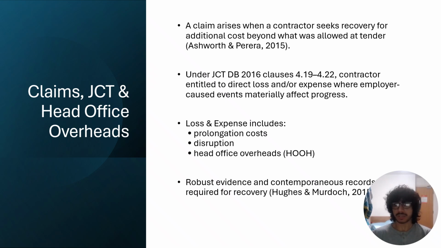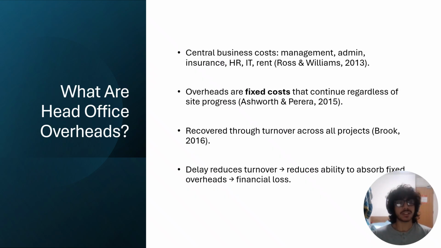As Hughes and Murdoch highlight, the contractor must evidence the cause, effect, and cost consequences clearly for any overhead claim to be valid. What are head office overheads? Head office overheads are the fixed central business costs needed to keep the contractor running. Ross and Williams describe these as management salaries, admin staff, HR, IT, rent, and insurance.